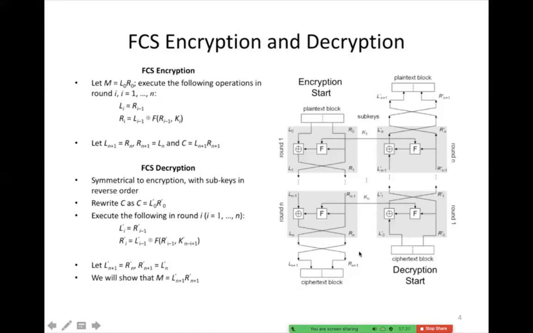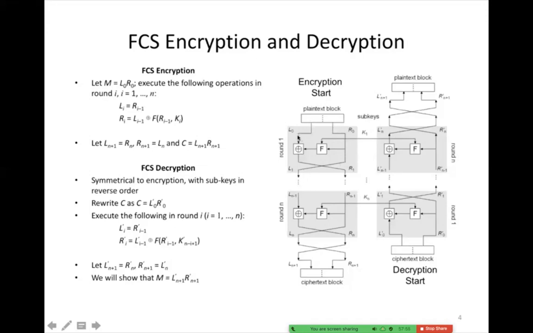On the left column of this diagram, to begin with, this is your input block or plaintext block. The left half is L0, the right half is R0. According to this, the right half is to be the left half of the next round, so that means this goes down to the next round.